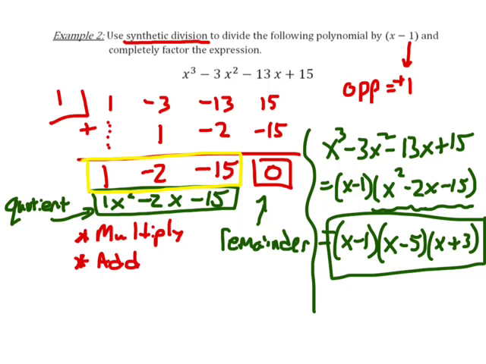One last comment is that this is pretty simple because we were using x minus 1. If this was a 2, then the numbers in this row would be different because we'd be multiplying 2 times 1, 2 times negative 2, and so on. So keep that in mind.